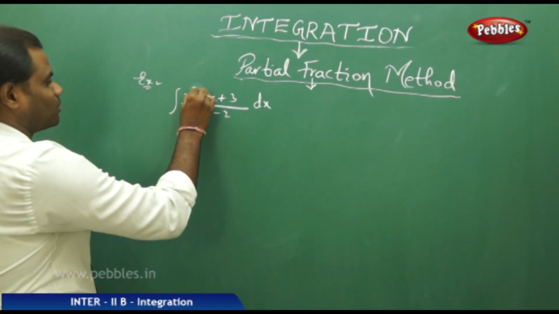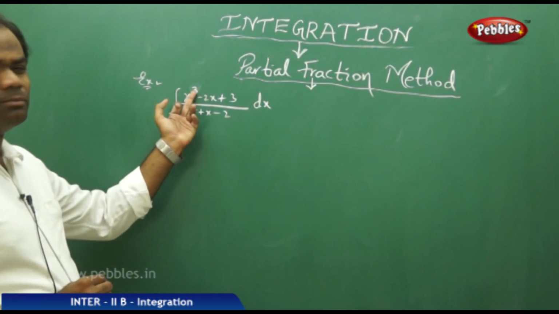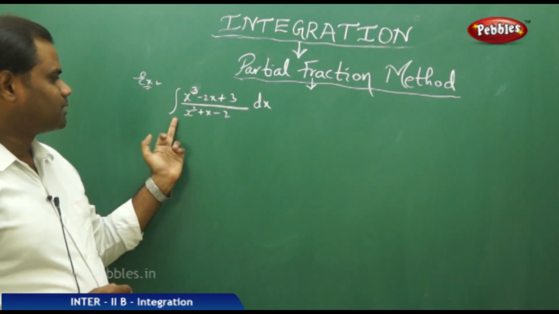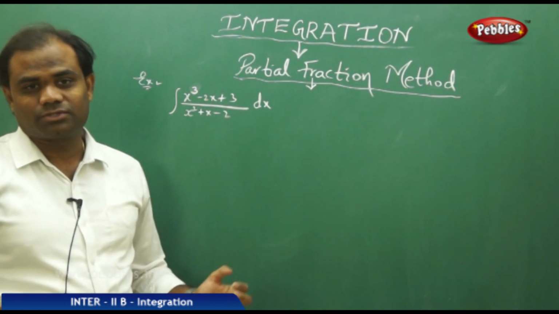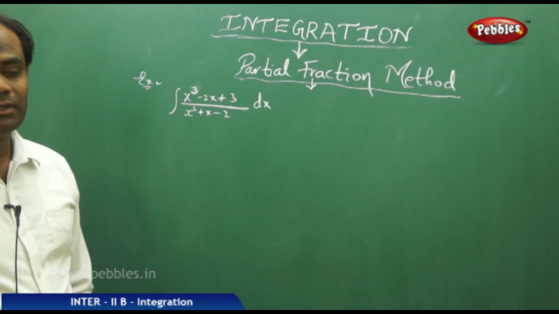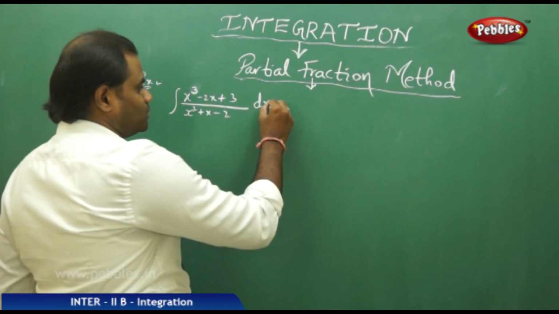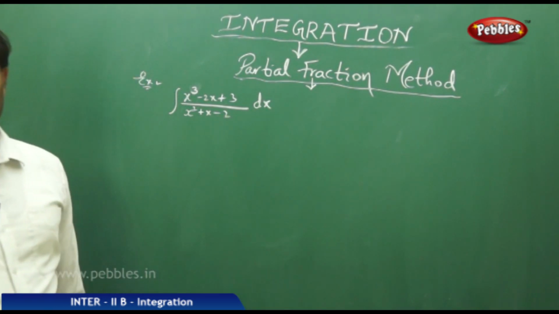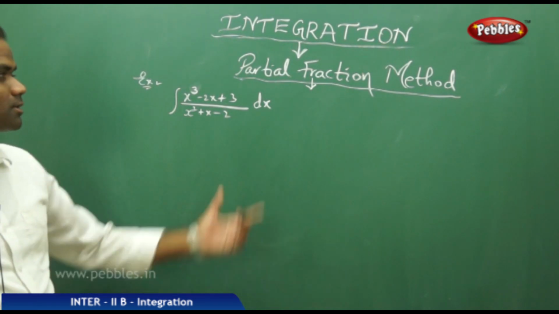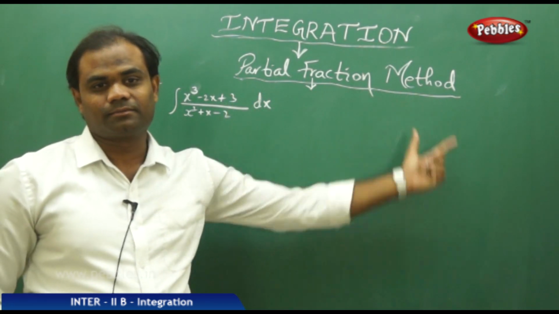So I have the problem: integral of (x cubed minus 2x plus 3) by (x squared plus x minus 2) dx. So let's see how we can use partial fractions in order to integrate this using the partial fraction method.